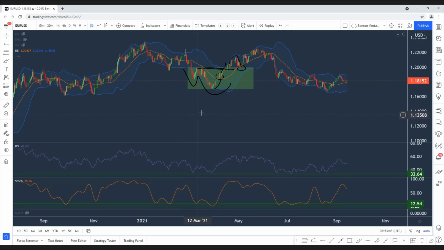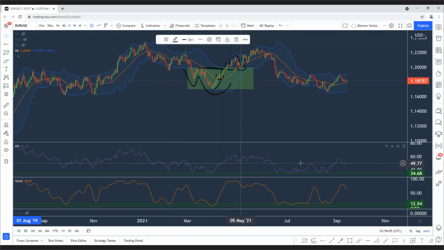Okay, RSI and stochastic I've opened up. First, let us take a look at the RSI. You notice wherever the price falls to this level, the price tends to bounce off. Around this 34.68, the price tends to bounce off of it.